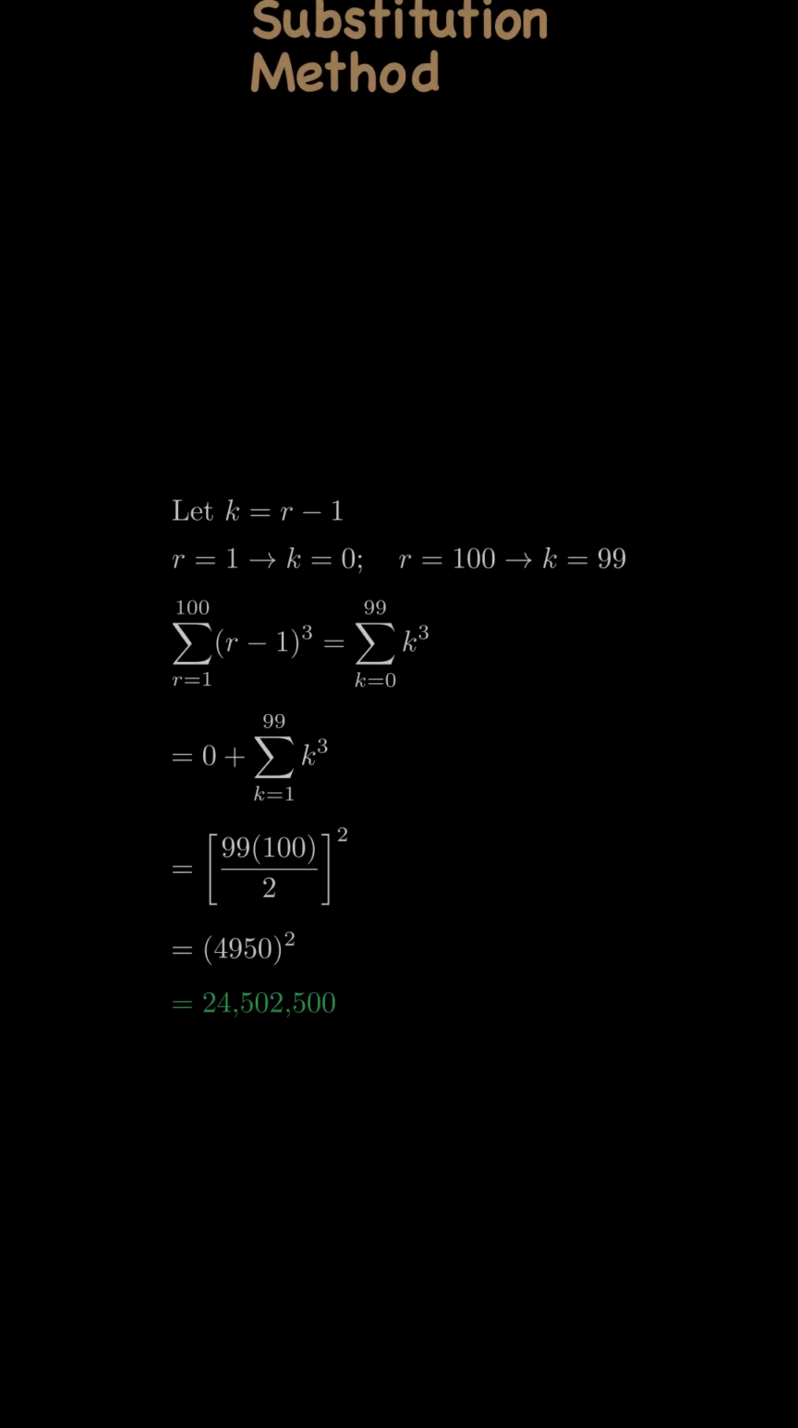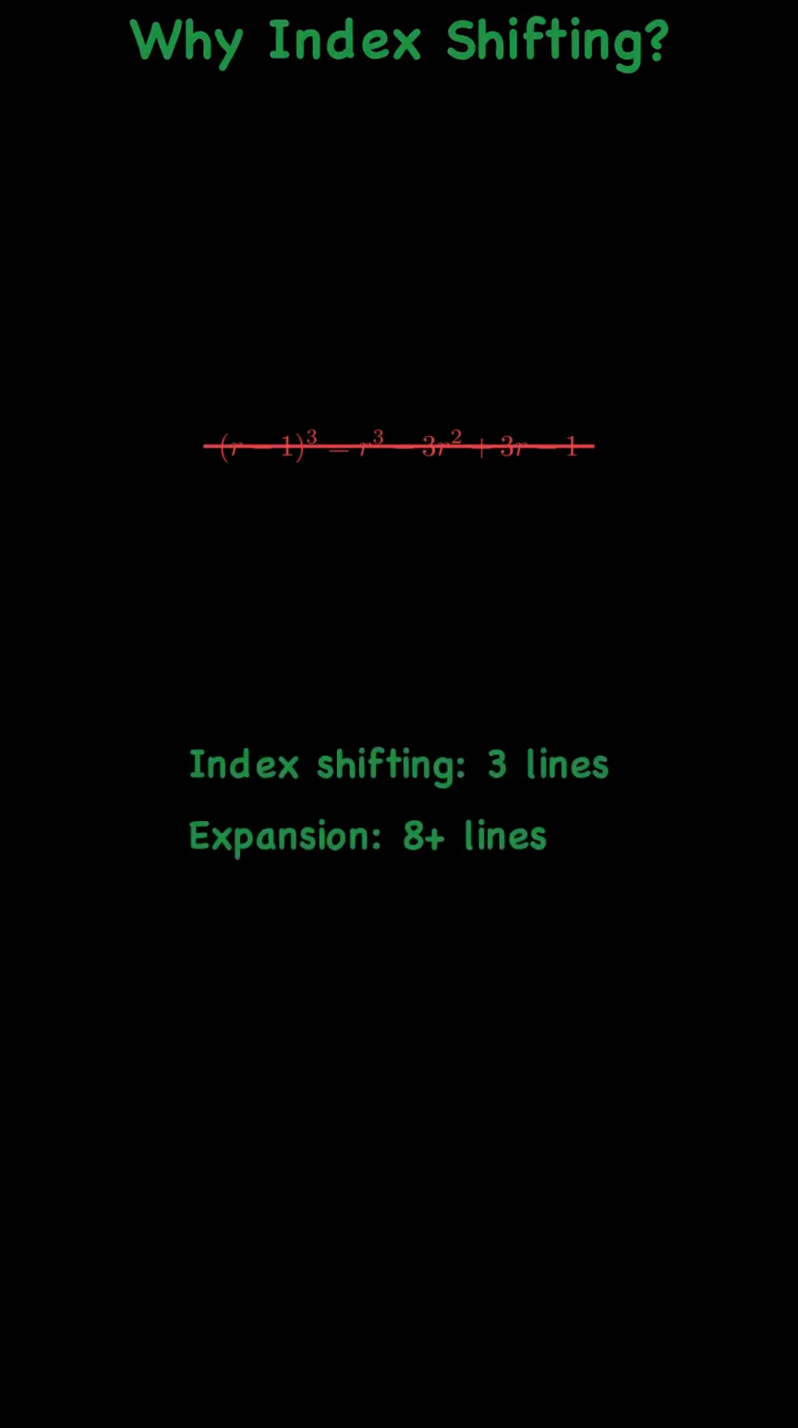The sum becomes the sum from k equals 0 to 99 of k cubed. We separate the k equals 0 term, which is 0, and the remaining sum from k equals 1 to 99. Applying the standard formula, 99 times 100 over 2, all squared. That is 4,950 squared, which equals 24,502,500.